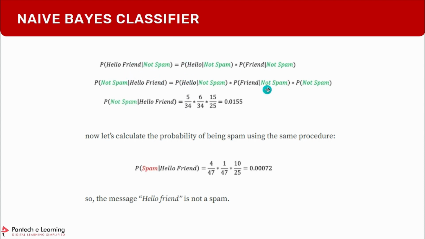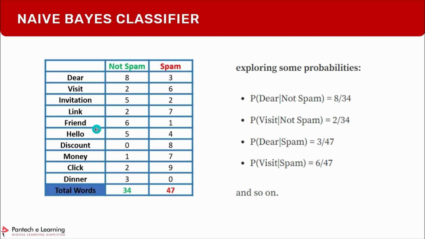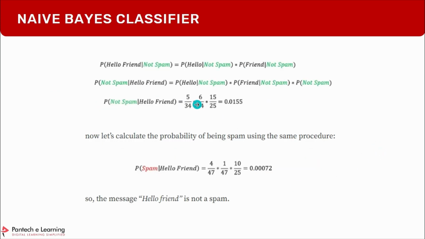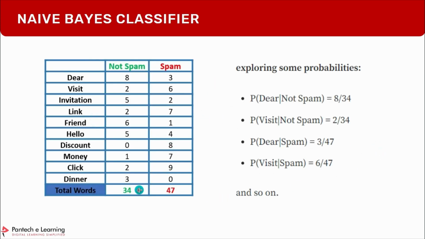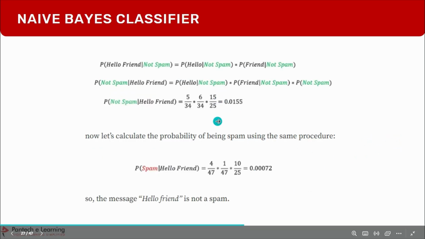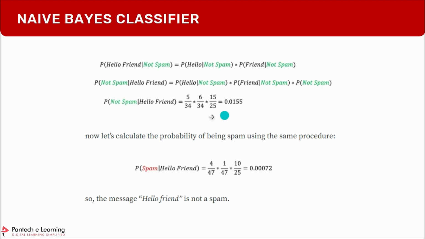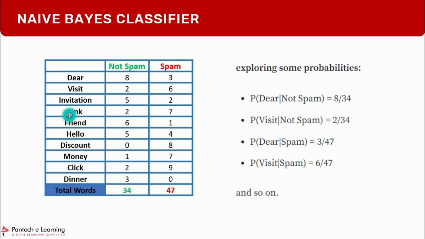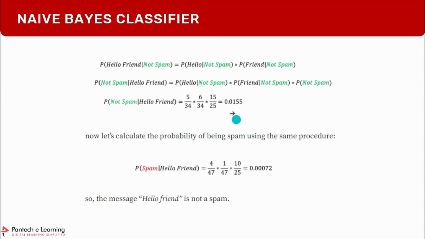See here, the probability for hello and friend in not spam. You go with 5 divided by 34, because for hello you can check 5 divided by 34, and then 6 divided by 34 is for friend, of going into not spam, and the total 15 divided by 25. When you sum it, the probability of not spam comes from the total: how many words are there, and in that how many are not spam words. The total will be a value, here around 0.0155.